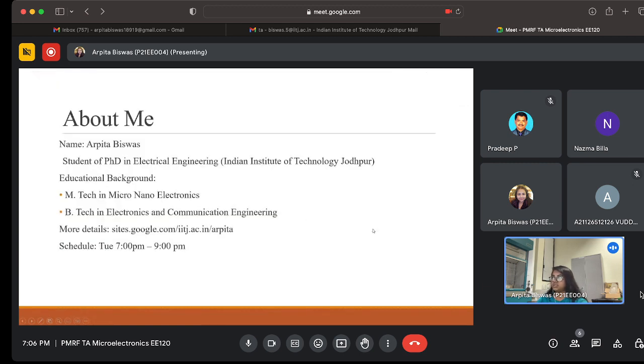And this is more details about me: I did my MTech from IIT Jabalpur in micro nanoelectronics, and I did my BTech from Maulana Abul Kalam Azad University of Technology in electronics and communication engineering. Recently I am pursuing a PhD from IIT Jodhpur in microelectronics, and my research domain is 2D material based chemiresistive biosensors. This class schedule is every Tuesday 7 to 9 pm.